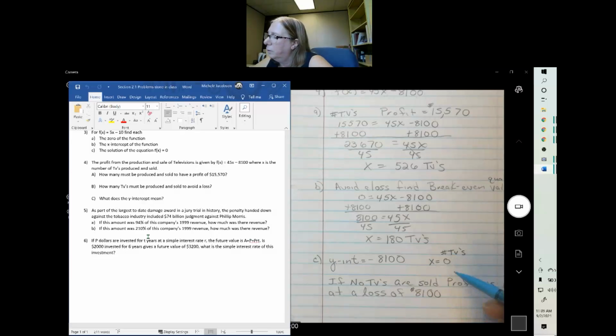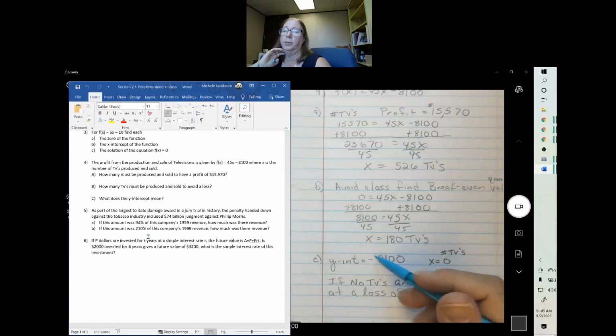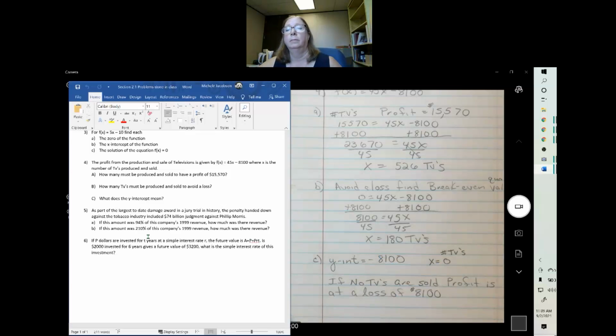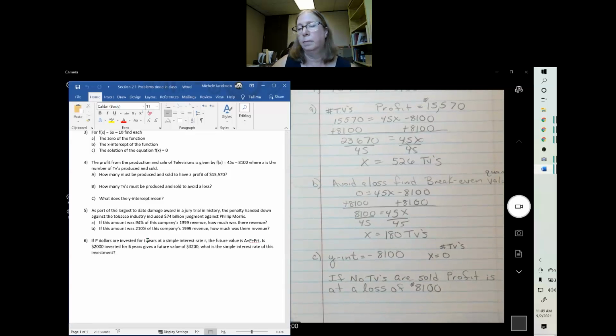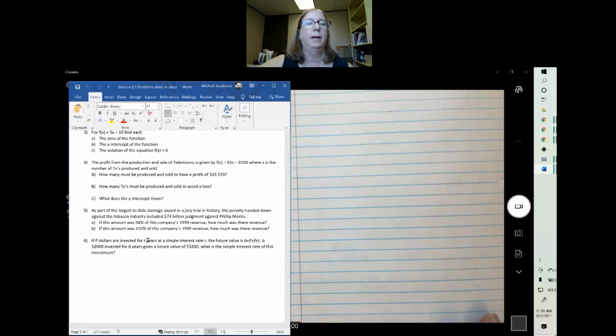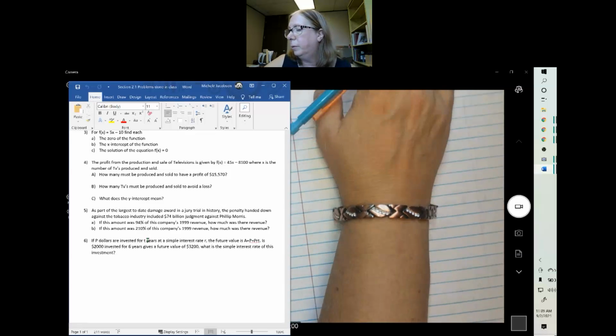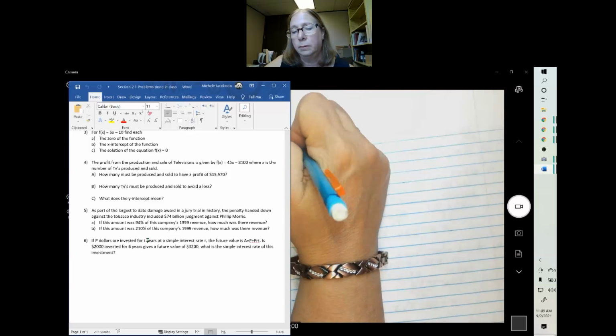In most cases, this is not your cost function, but this is the cost for everything before you start selling items. It's your starting amount for your profit function. You're starting in the hole $8,100. Any questions on that? Was there any questions on number 4?